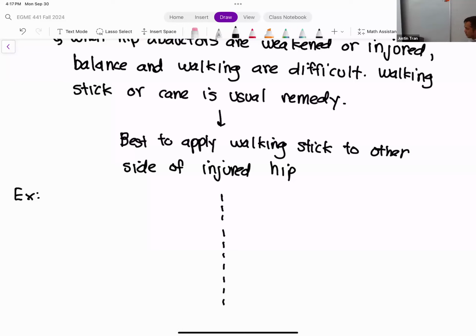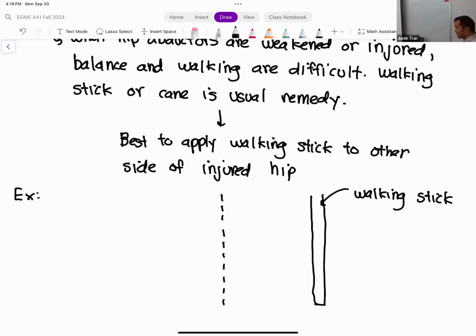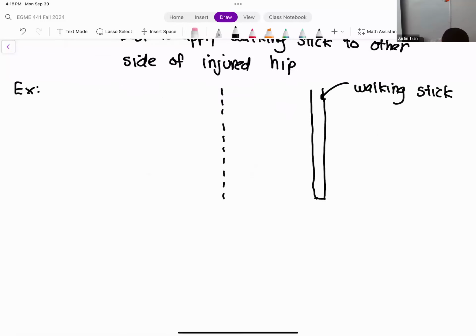Now, if someone's hurt on the left side of the screen right here, usually what the doctor will tell you is that you should use a walking stick on the other side. So that right there is the walking stick or the cane. And the walking stick does a couple of things. On the one hand, it alleviates some of the force that your legs have to bear. So from this, you'll be able to alleviate some of the body weight. Instead of all the force being driven up your leg, some of that force will be offloaded into the walking stick, right?